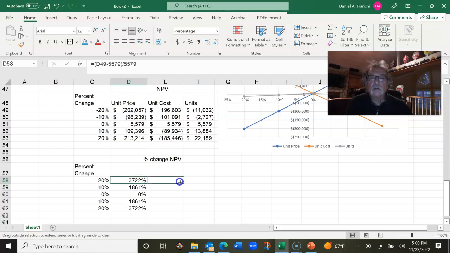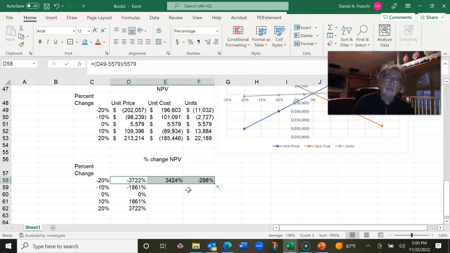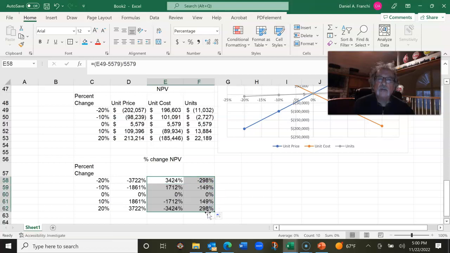Now we can drag this across here. We're going to get similar numbers for unit cost. And the important thing is recognizing the difference in these percentages. And we can plot these if you want to. So what we can have is percent changes, but the interpretation is that the changes in unit price and unit cost have 10 times more impact than the changes in number of units. So if you can do things to control your cost, reduce your costs, that's more important than slightly increasing or slightly decreasing your units.